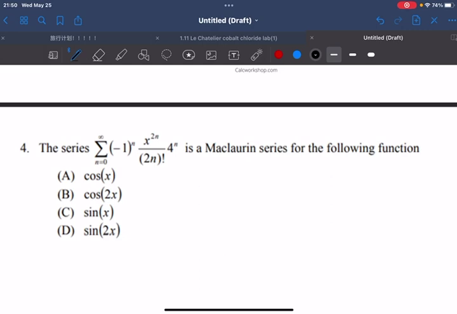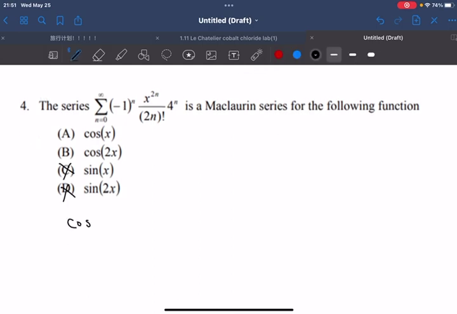For these questions, it is kind of obvious. It should be cosine, since there's no +1 here nor here, which means it could not be a sine. So C and D are crossed out. And from the basic formula, cosine x would be the sum from n equals 0 to infinity of negative 1 to the n, x^(2n) over (2n) factorial, without a 4^n on the other side.